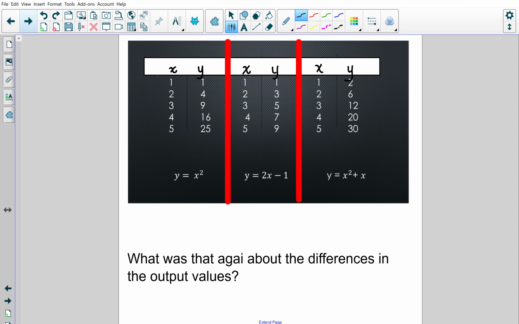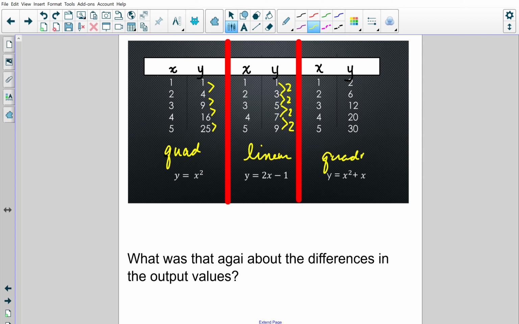So I'm hoping you got the first one. You said hopefully quadratic, because it would take 2 sets of differences. The next one, since it's only one set of differences, hopefully you said it was linear. And then again, quadratic.